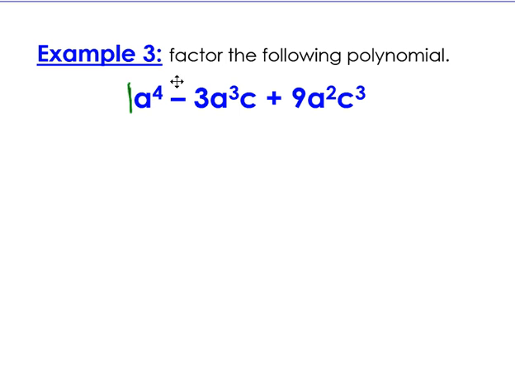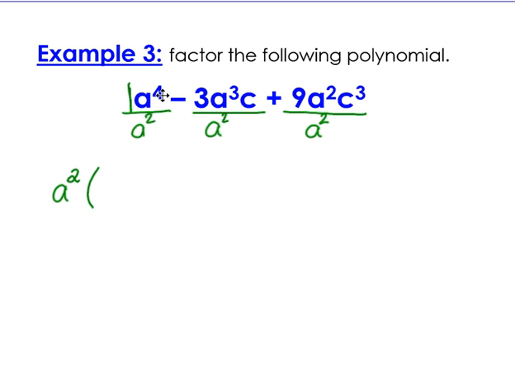Okay, let's look at the letters. This has 4 a's, 3 a's, and 2 a's. So the most that they have in common is 2. So I'm going to take a squared out of every term. This has a c to the 3rd, a c, and no c's. So since this one doesn't have any c's, I can't take any c's out. So the greatest common factor in this case is just a squared.